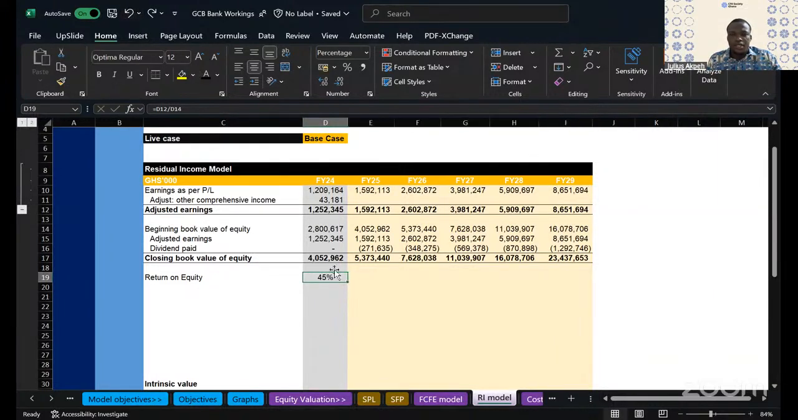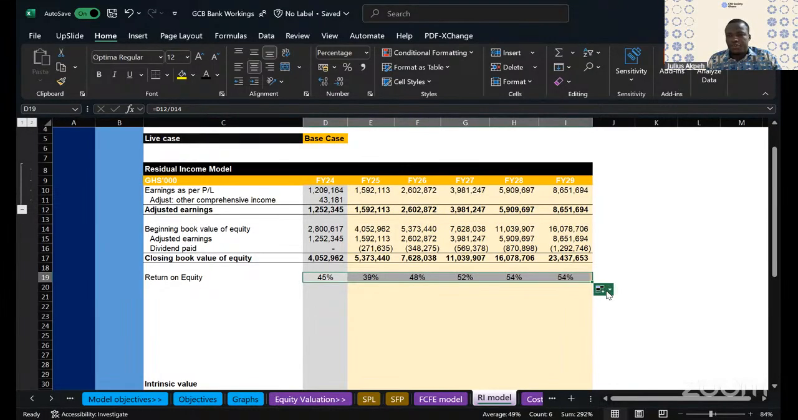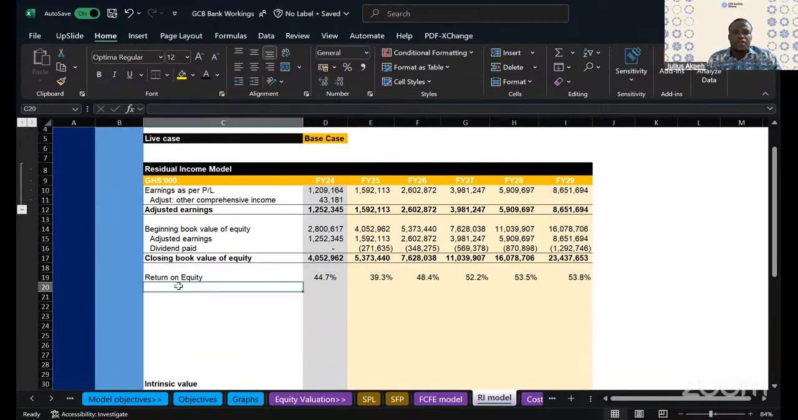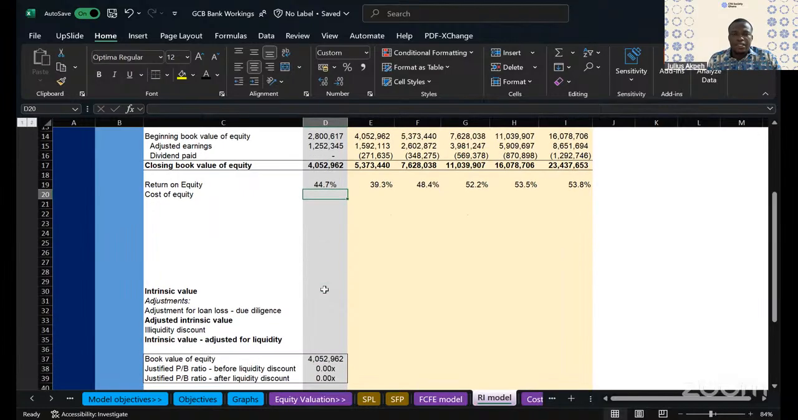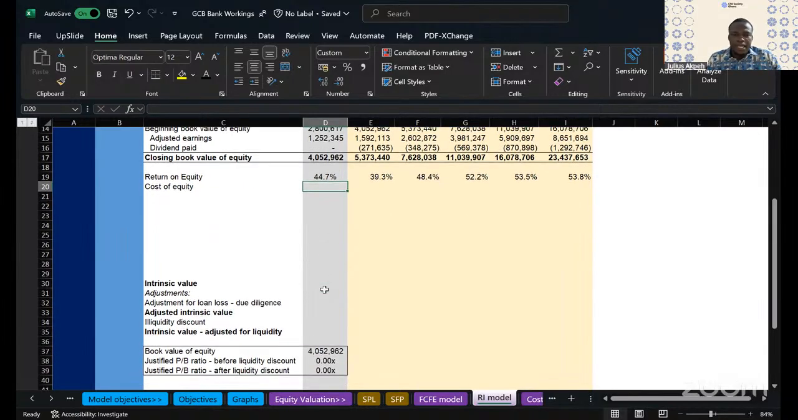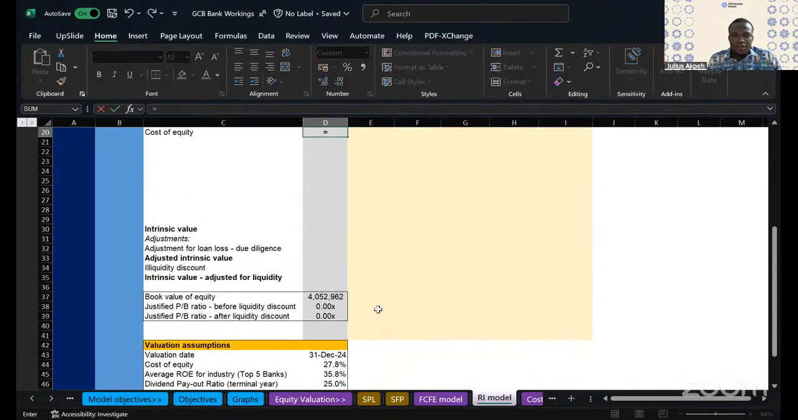Let me check this again. Let me drag with our formatting. Okay. So we have this done. Now, the next thing we need to look out for: there are several ways we can present this work, right? So we can bring the cost of equity here as well. So we see the cost of equity against the return on equity. And the cost of equity here is what we have below.